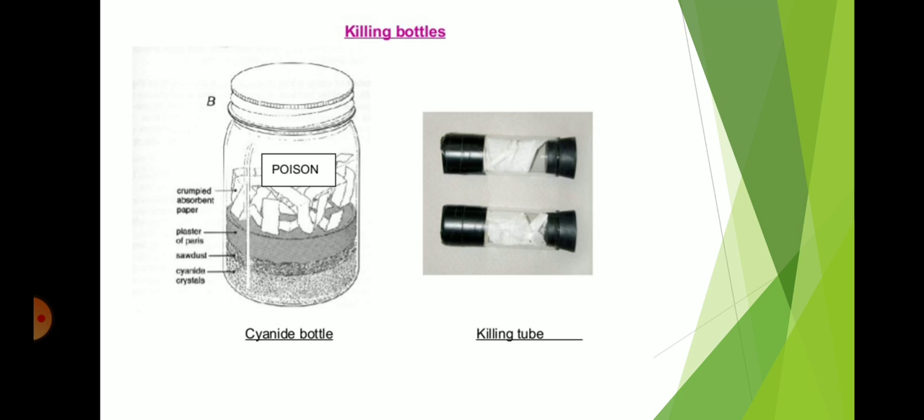Then the next part is killing bottles. Killing bottles contain poison. This poison kills the insects or beetles. So for the collection of insects and beetles these are usually used for the killing purpose. Mostly these tubes or bottles are used for the collection of insects during the UV light traps.